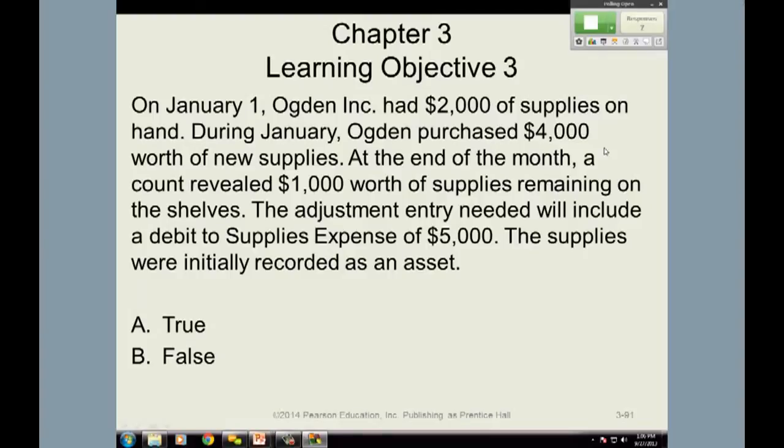All right, so we have Ogden Company with $2,000 of supplies on hand. During January, they purchased 4,000 more. At the end of the month, they counted their supplies with 1,000 left, and we want to know if the adjusting entry would be a debit to supplies expense. Okay, so the clock's not showing up for some reason, but the clock is there, but it's not showing up.